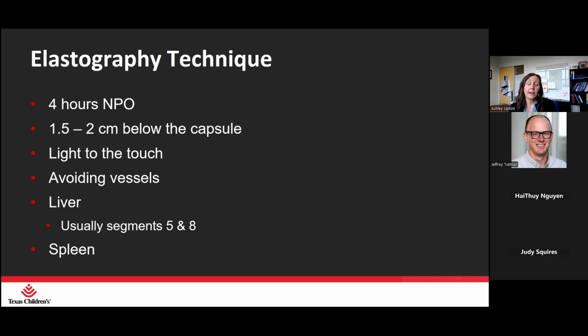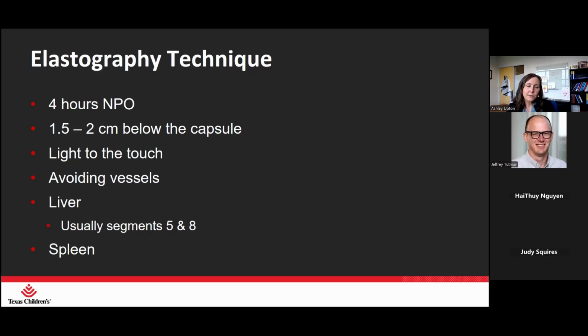We have image guidance for these exams. So we have a visual guide to avoid the vessels whenever we're sampling. For the liver, we use segments 5 and 8. I think it's just because these are easier segments to get to. You can go in between the ribs. You can avoid bowel gas.